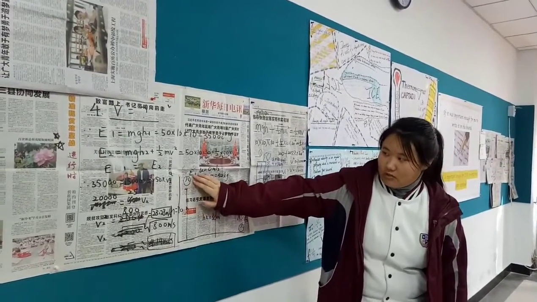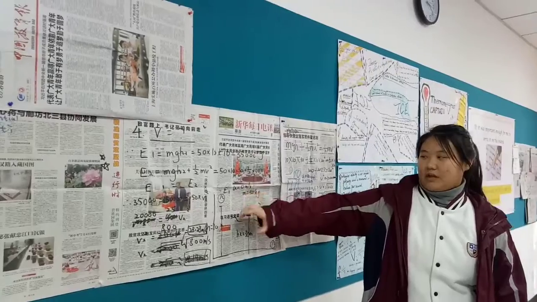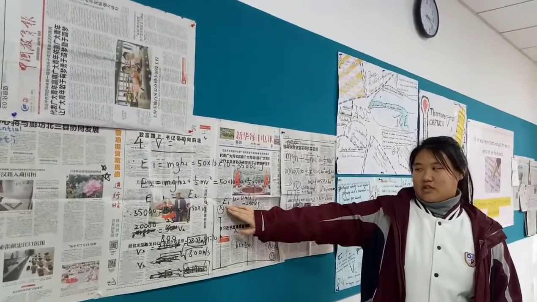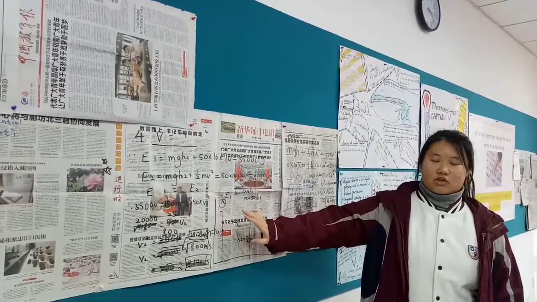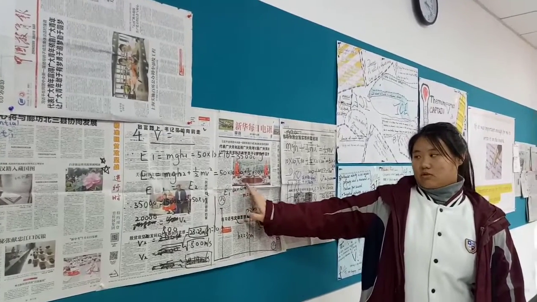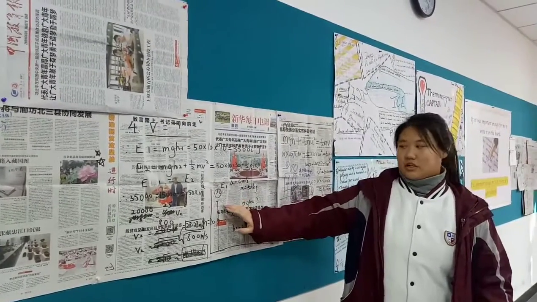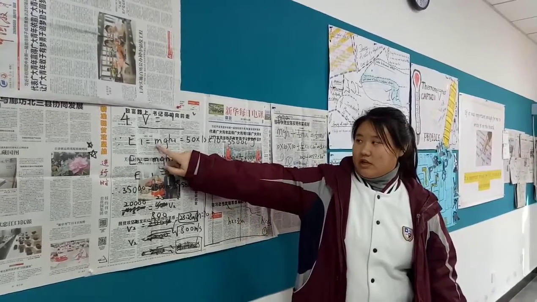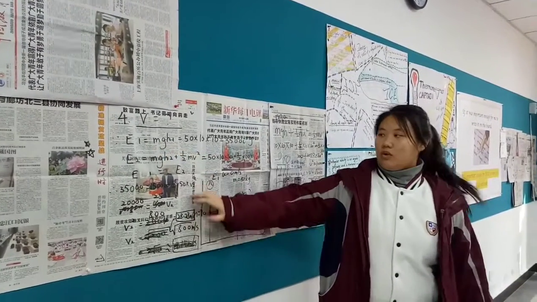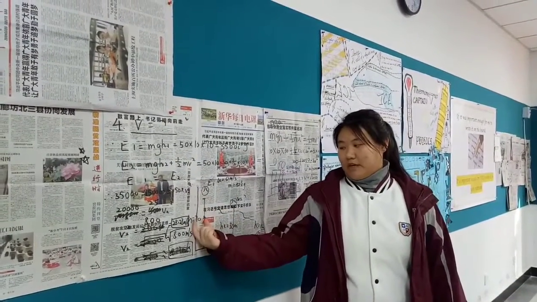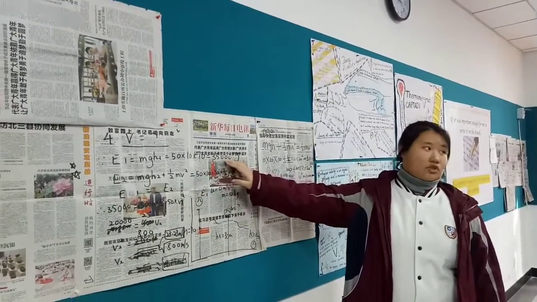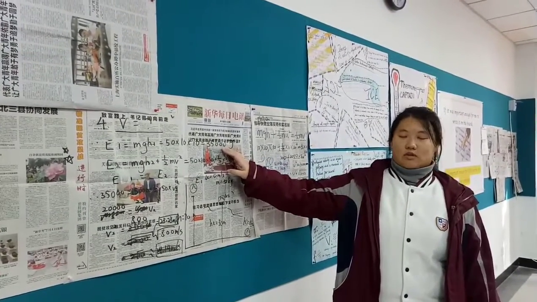In position 1, we only have potential energy, because the initial velocity is equal to 0, so the kinetic energy is 0. The potential energy equation is mgh1, and we plug in all the data here. We get 35,000 joules for the potential energy in position 1.